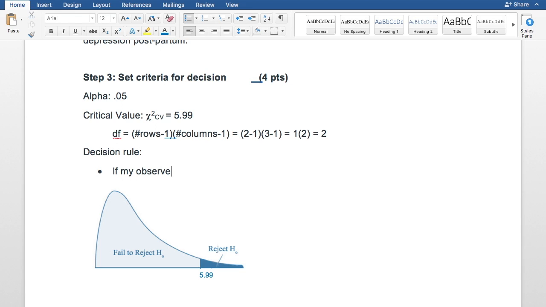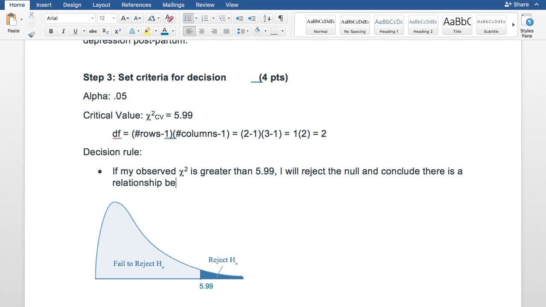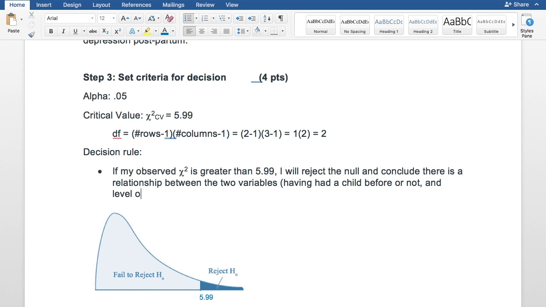If my observed, now to get the chi-square test statistic, I'll show you how to do that in a minute. I'm just going to copy and paste it for now from where I have it here. But we will go through how to do that in a minute. If my observed chi-square is greater than 5.99, I will reject the null and conclude there is a relationship between the two variables: having had a child before or not, and level of postpartum depression. Okay, that's it for my decision rule.